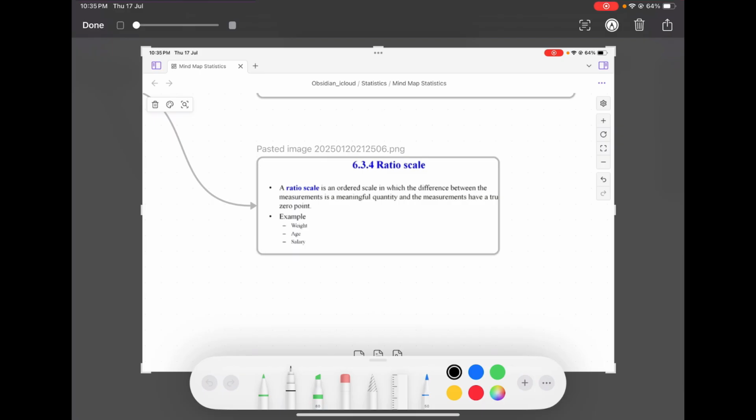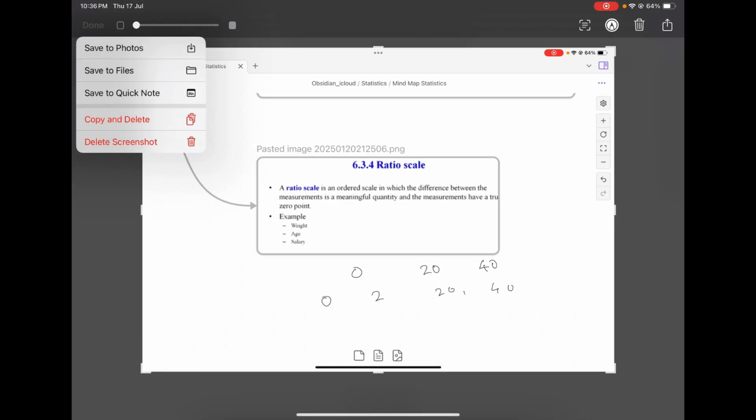Let us take the case of weight. Weight is 20 kg. Weight can be 40 kg, and the true bottom is 0 kg. You cannot go below that. Similarly, age 20, 40, maybe 2, and also there is a bottom, that is 0. Similarly for salary also. So these are the different types of data.